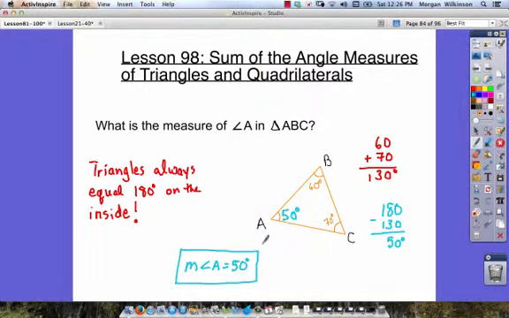The way we could write our answer would be to say the measure of angle A equals 50 degrees. We know that because we know triangles always equal 180 degrees on the inside when we find the sum of their angle measures. So we can figure out what we need to add to 60 and 70 to get to a total of 180. Let's look at our next problem.